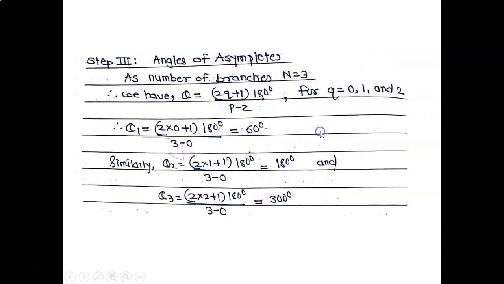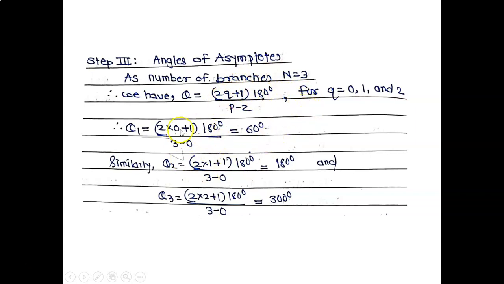Step 2 is done. Now step 3, angle of asymptotes. The number of angles of asymptotes is equal to the number of branches. Always remember, since the number of branches N is equal to 3, the number of asymptote angles is equal to 3. Now the angle of asymptote is calculated by using the equation theta is equal to (2q plus 1) into 180 degrees divided by (P minus Z). Now N is equal to 3, therefore we have to substitute 3 values of q, that is q is equal to 0, q is equal to 1 and q is equal to 2.